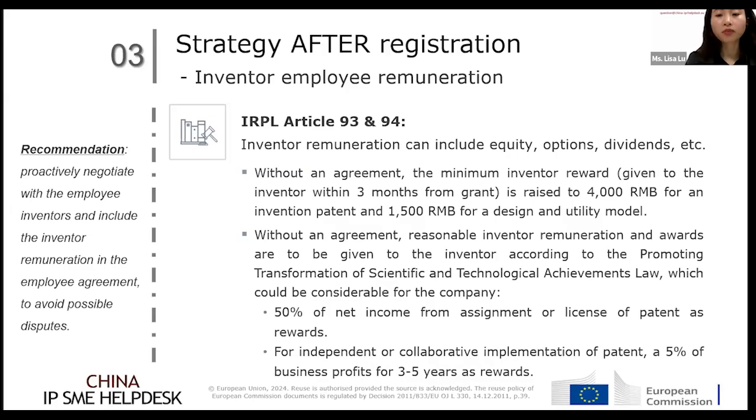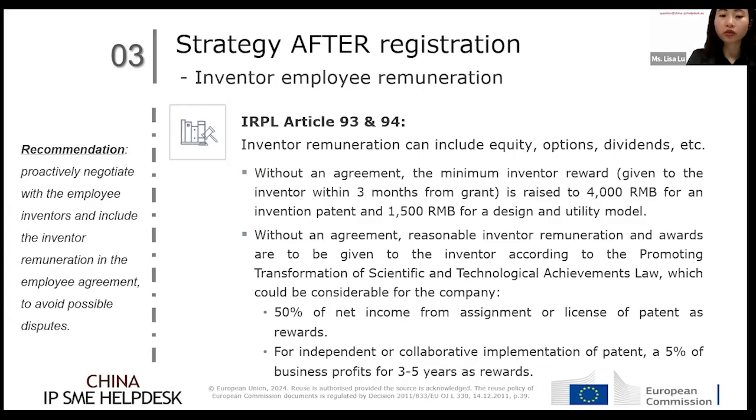The new rules actually make it more clear that the patent owner, in this case the employer, should cover the invention employee remuneration to satisfy certain criteria. For example, if the employer does not have an agreement with the employee, the minimum inventor rewards has been raised from 3,000 RMB to 4,000 RMB for an invention patent. And for design and utility models it has also been raised from 1,000 to 1,500. And these new rules have been in force since earlier this year.